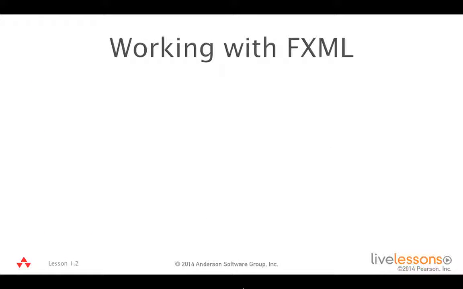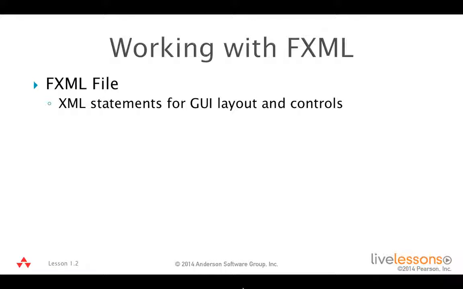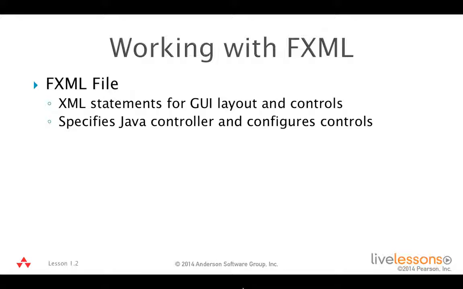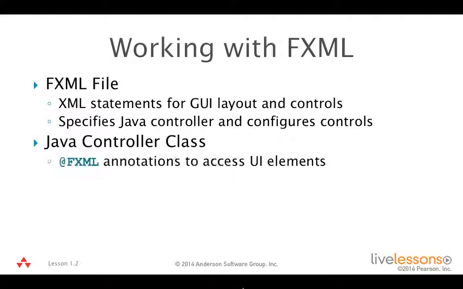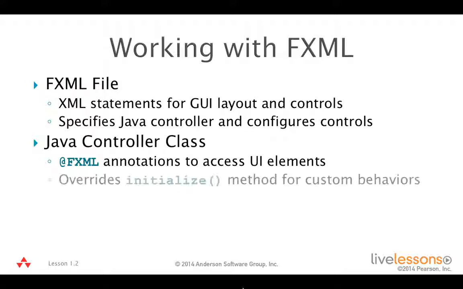So how do you work with FXML and JavaFX? First, you need an FXML file. With FXML markup, you define controls, shapes, and layout elements and configure them in an FXML file with a .fxml extension. The FXML file also specifies the associated Java controller class. Now, in the Java controller class, @FXML annotations define the UI components with the same names as the IDs specified in the FXML file. Inside the overridden initialize method, you perform bindings and specify custom behaviors for the controls, such as event handlers or animations.